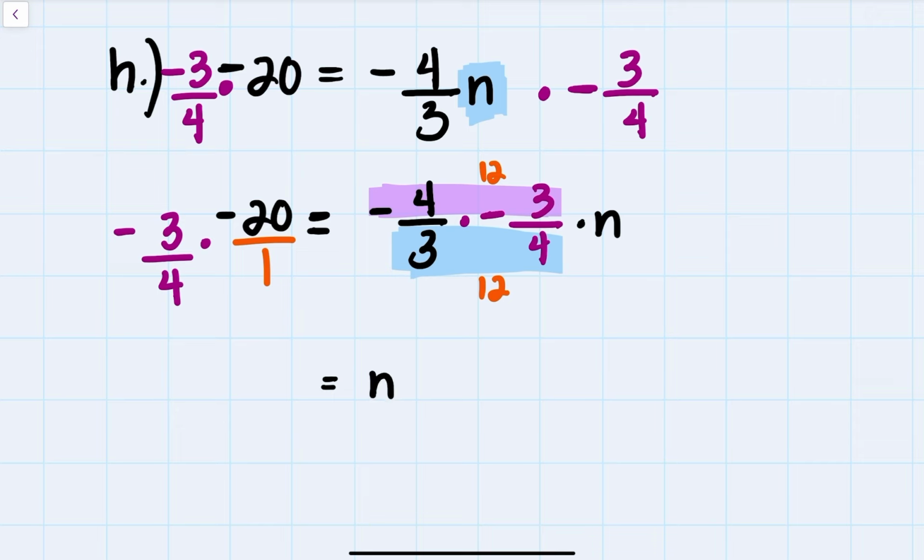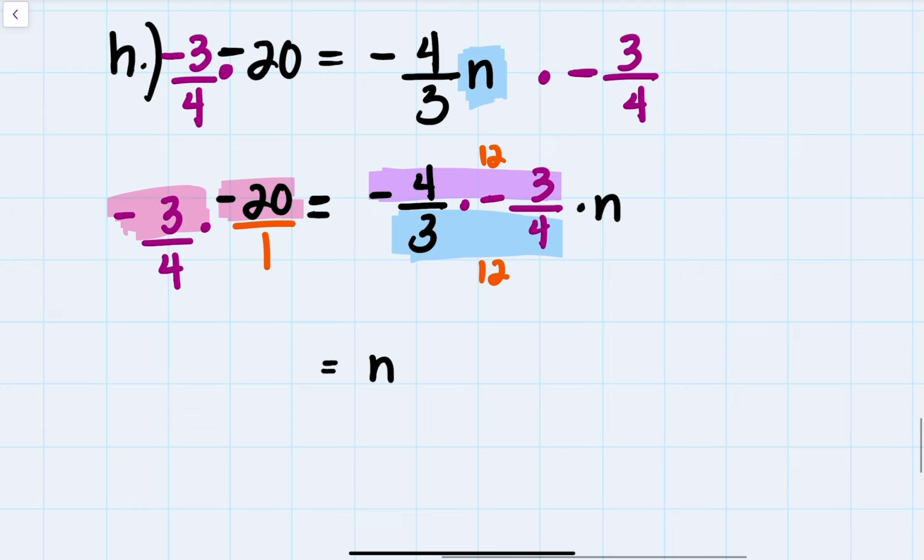On the other one in this case, guys, I'm actually going to multiply a negative 3 times a negative 20. Negative times negative is a positive. So that's 60 over 4 times 1, which is simply 4.